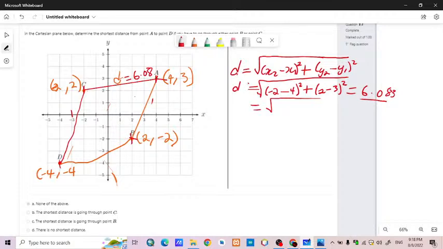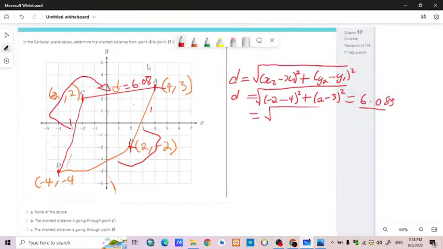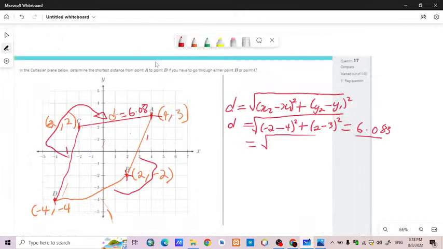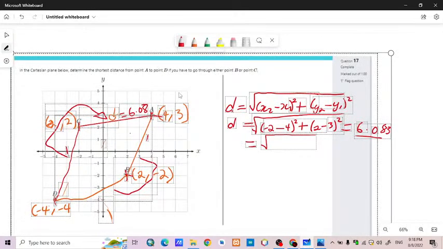Calculate the distance between these 2 points, and then add these 2, and then you compare which one is shorter, because that's what the question wants, right? Let's go back to the question. Below, determine the shortest distance. Then you determine which one is shorter between the two.